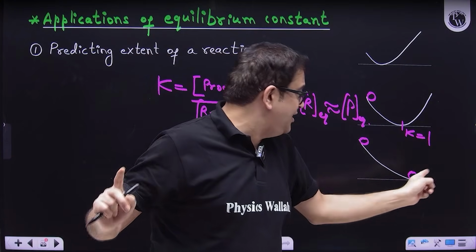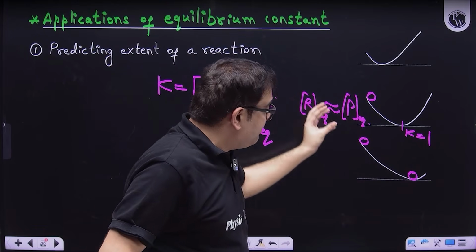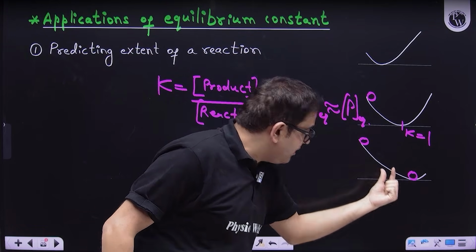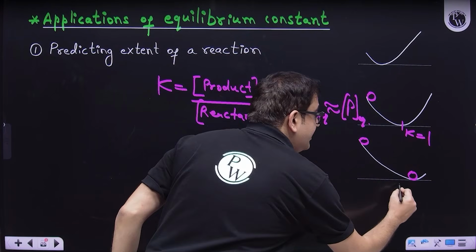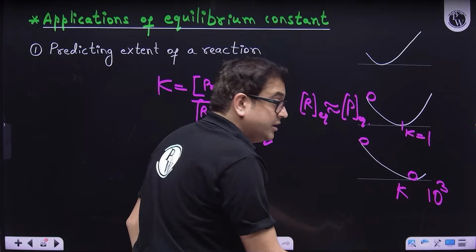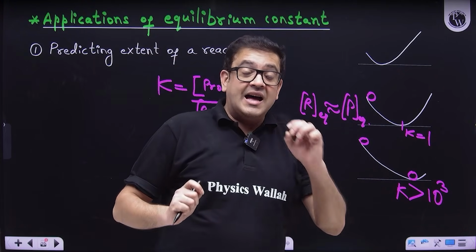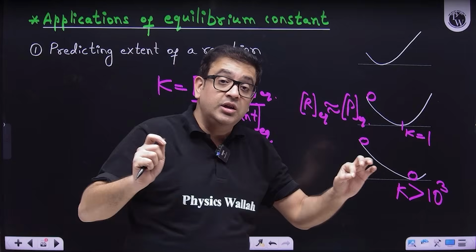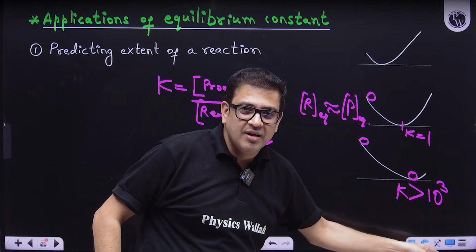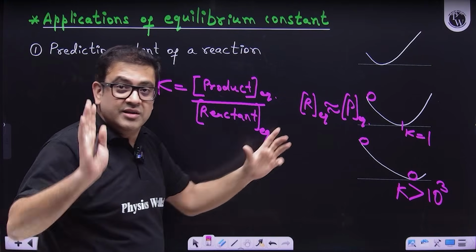Industrially, you will be loving this. Whatever inputs you have, it has completely given you product. Only this much was left. So mathematically, when K value is of the order of 10 raised to the power 3 or even higher, what does this mean? 10 raised to the power 3 upon 1. So if the denominator is 1 rupee, then product is 1000 rupees.